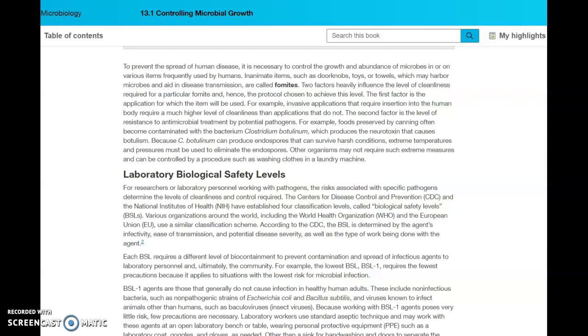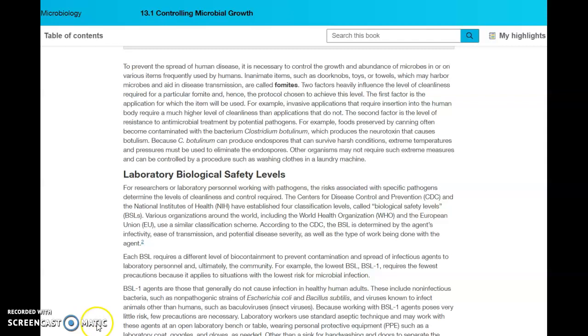And then, how resistant are those microbes to the materials or the methods that we're going to use to control growth? We know that a lot of microbes are resistant to different chemicals, and that has to be taken into consideration when we are trying to control growth.